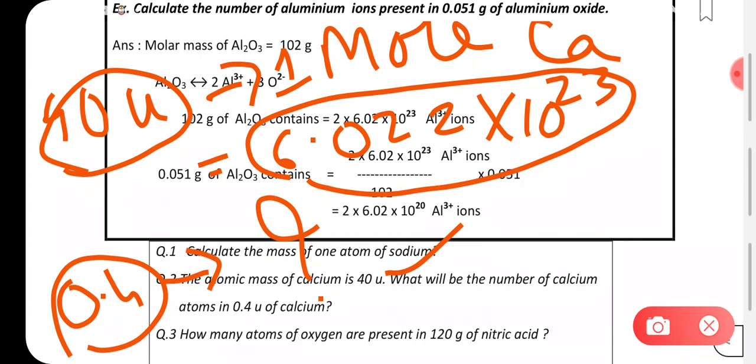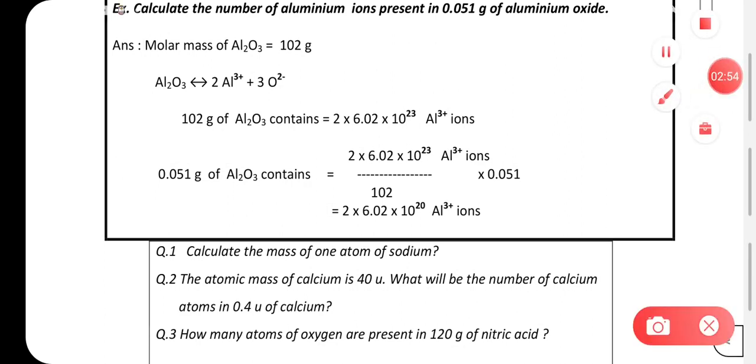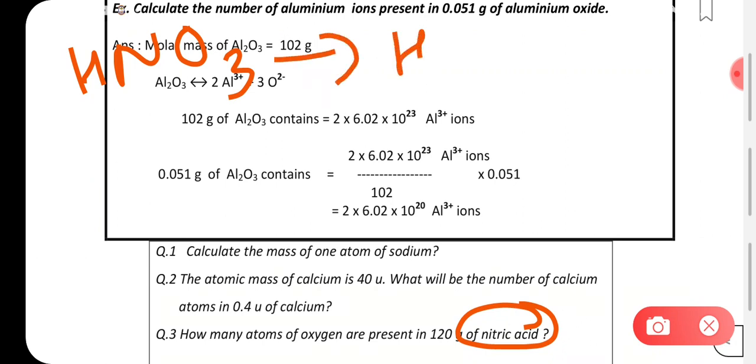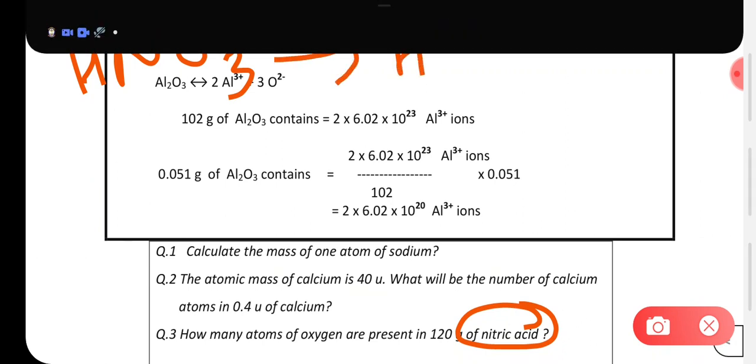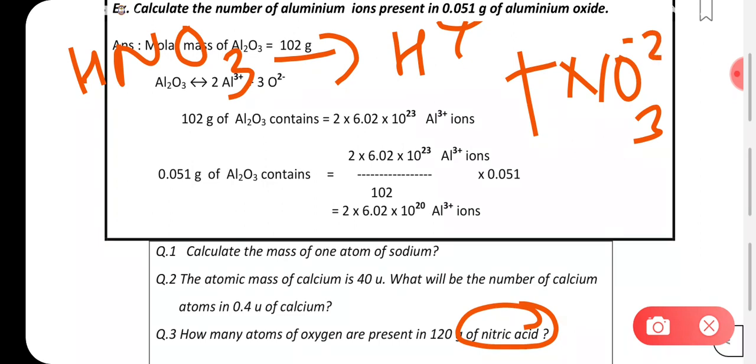Anyways, now coming to the next one: how many atoms of oxygen are present in 120 grams of nitric acid. Nitric acid is HNO3. What all ions are present in it? One is the H plus ion, and NO3 minus ions are there. NO3 charge is -2. This is the plus side. So H plus ion is there and NO3 -2 ions are there.